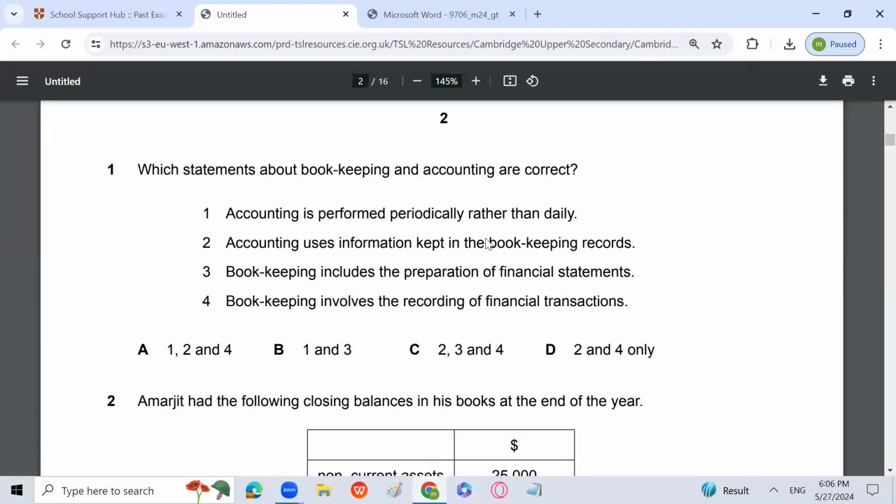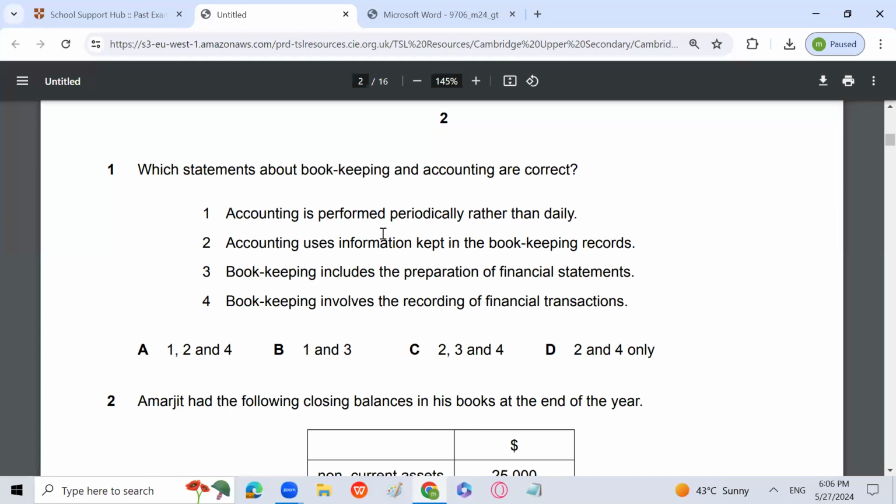Which statements about bookkeeping and accounting are correct? One, accounting is performed periodically rather than daily. Two, accounting uses information kept in the bookkeeping records. Three, bookkeeping includes the preparation of financial statements. Four, bookkeeping involves the recording of financial transactions. So the answer is A, 1, 2, and 4.